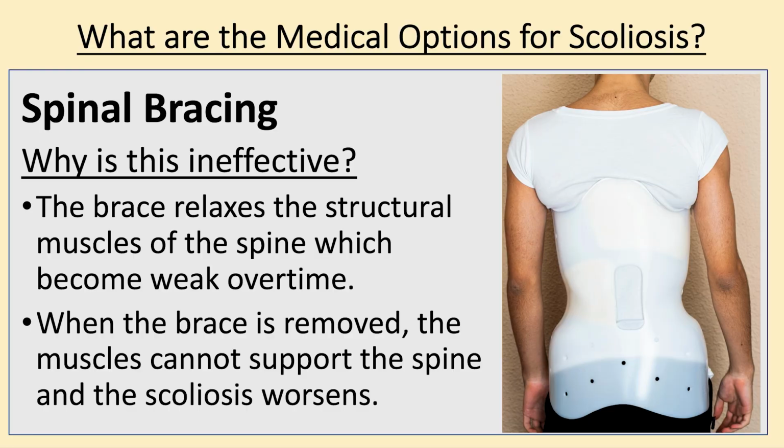Now, when you look at spinal bracing, I'm not a big fan of this, and this is the number one option. Why is this ineffective? Well, for one, the brace relaxes the muscles, and you have to look at the muscles on the convex, or the outside portion of the curve, which are spasming out to correct the spine. And it's not that the muscles inside of the curve, the concavity, are creating that.